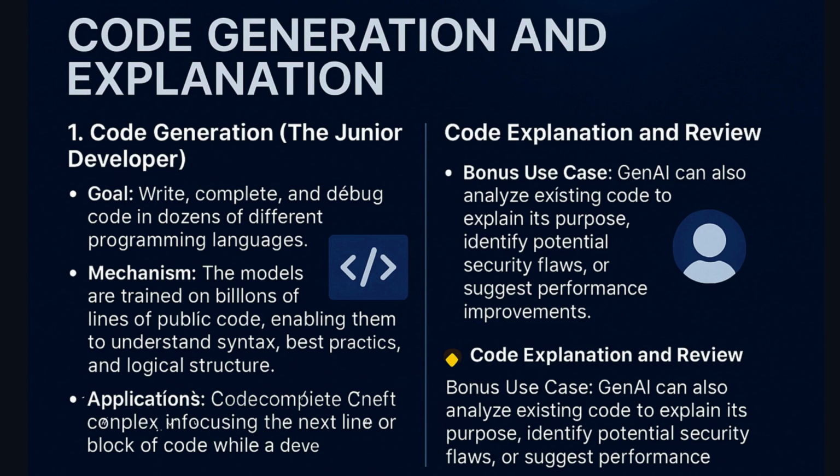Next is the code explanation and review bonus use case. Gen AI also serves a vital function in reviewing and maintaining existing systems. This bonus use case involves the AI analyzing code written by humans or other systems to explain its purpose, helping new team members quickly onboard. Furthermore, it can proactively identify potential security flaws or suggest performance improvements, acting as an always on expert reviewer to enhance code quality and stability.